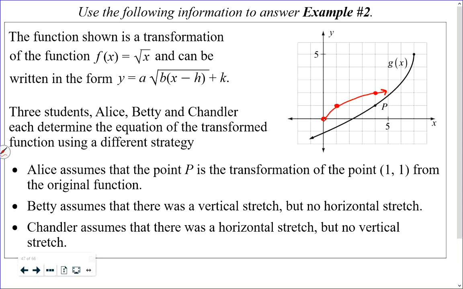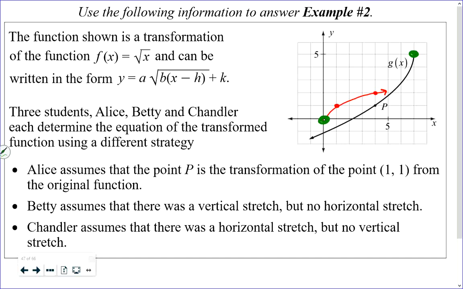And Alice, Betty, and Chandler are all going to do it differently. They're all going to get the right answer, but their equations will be arrived at differently, and their equations will look different. What Alice assumes is that, clearly, I hope you know clearly, these 2 points have to be sister points. Right? There's no question about that. That this vertex at the origin has to become the vertex on g of x. But what Alice is claiming is that point P is the result of moving the point 1, 1.